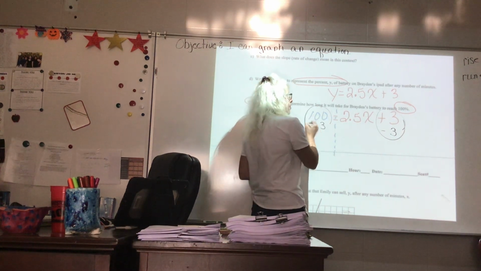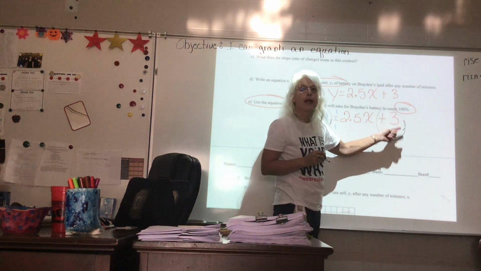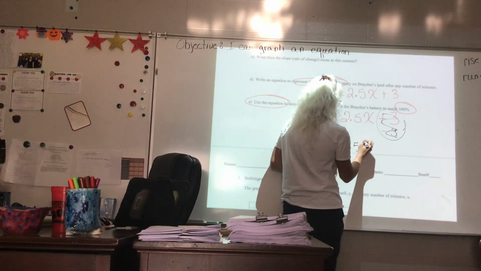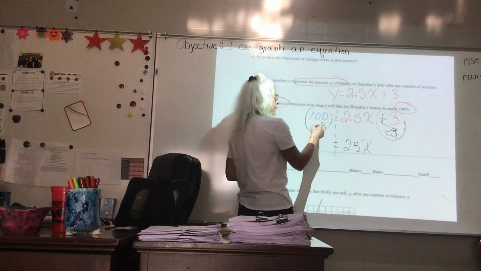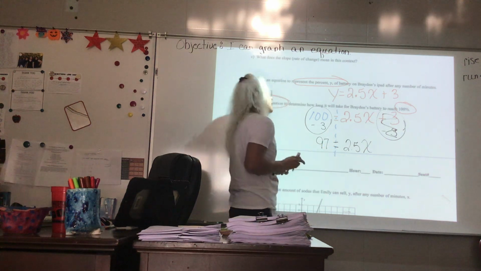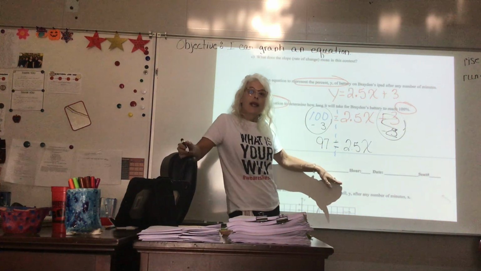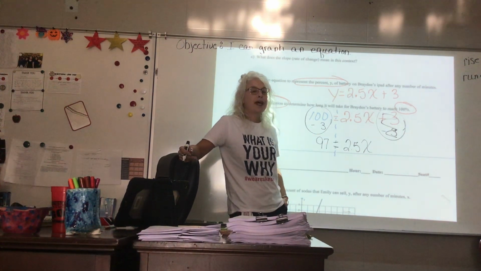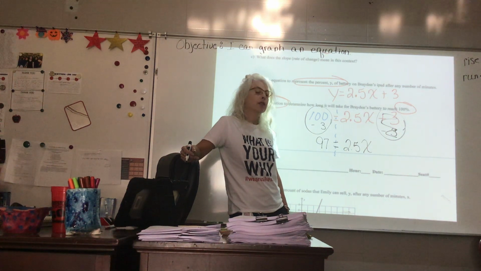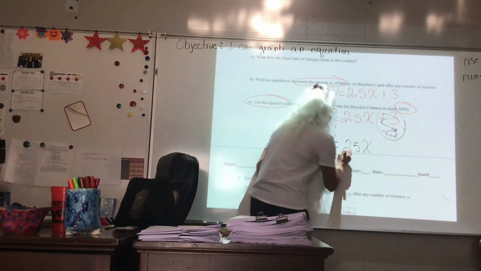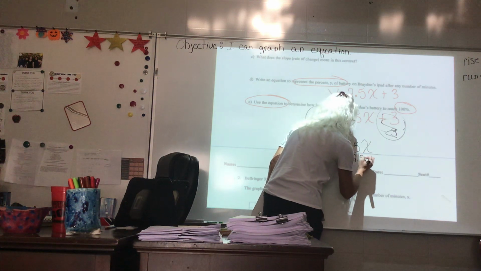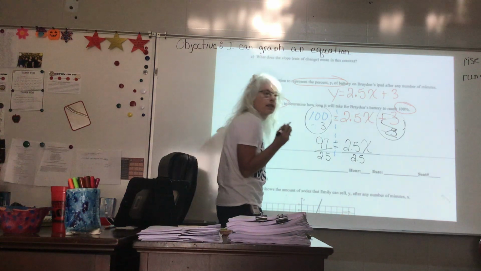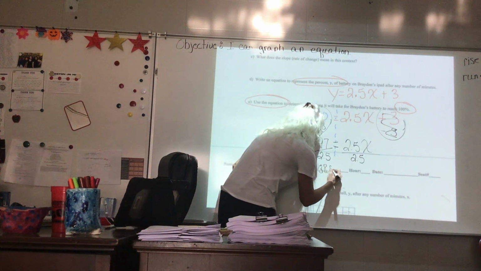Match it up with this partner on the left side. And now I'm going to combine my like terms. Notice we have a one-step equation, correct? So how am I going to rip that 2.5 away from the x? Am I going to multiply or divide? Divide. Divide everything by 2.5. And 97 divided by 2.5 is 38.8.